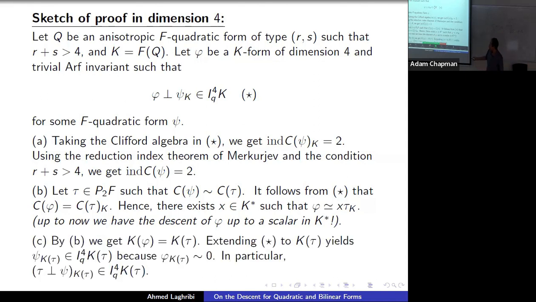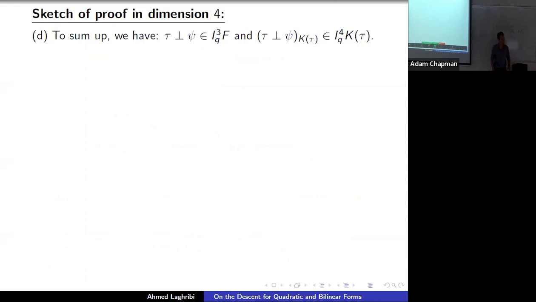Okay. Now, by B, the function field of phi is the function field of tau, because phi and tau are similar; the function field doesn't change up to a scalar. And now you extend star to K tau, so over K tau, you get the following. And we have this also. This is just by star. Now, to sum up all this, we have this form is in I3. And when you extend this form to K tau, you are in I4. So the degree increases. So this is good. So what does this condition mean?